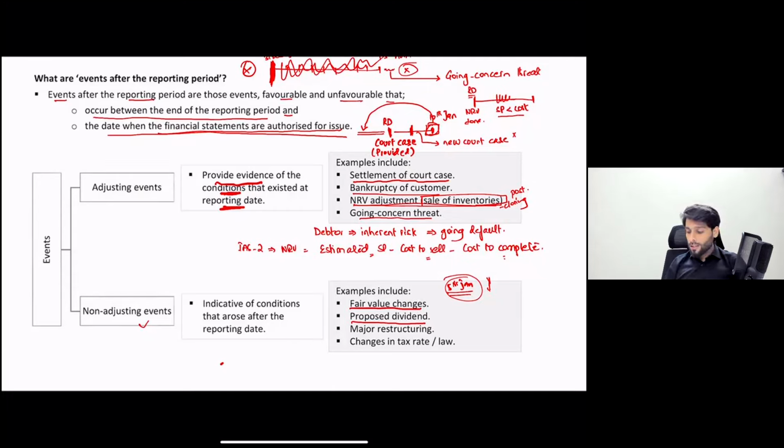What if a major restructuring happens after the reporting date? Now this is fairly obvious. If the restructuring was known within the reporting date, restructuring provisions would have been made.